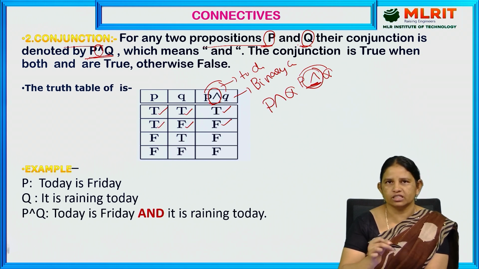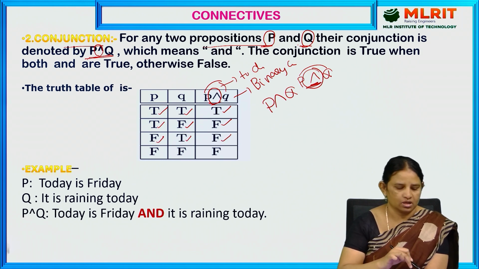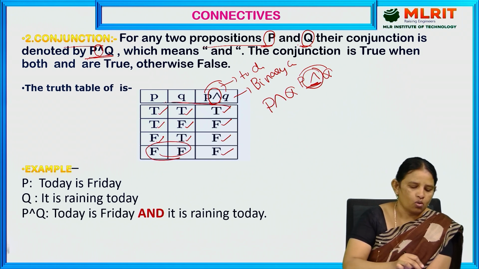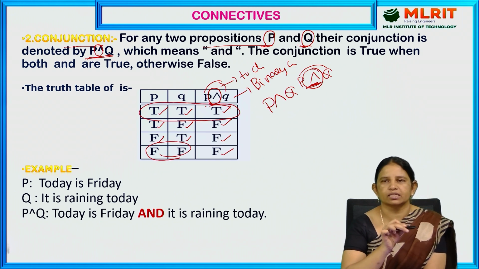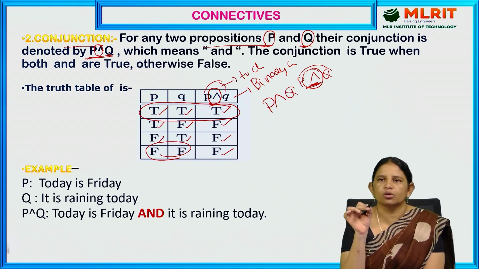The conclusion is false if the first proposition is false and the second proposition is true. Both propositions false, it returns false. Only in one case does it return true: when both propositions are true, then only it returns true. For all the remaining cases, it returns false.